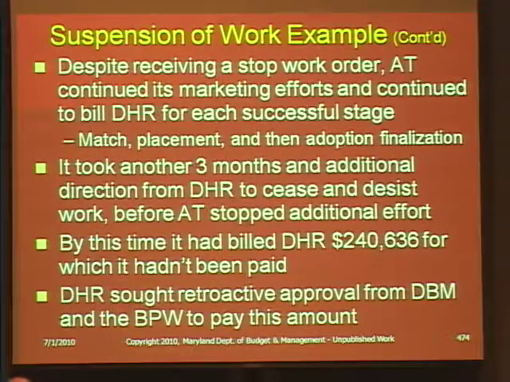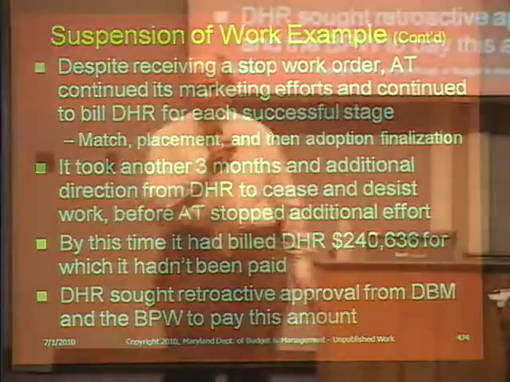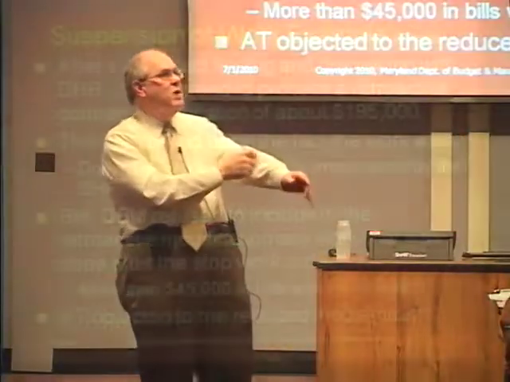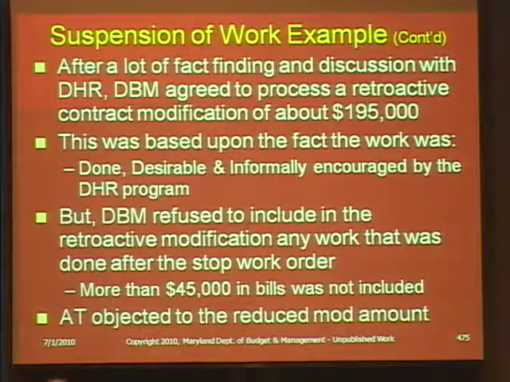DHR came to DBM and said, will you approve these for payment? And that's when we said, well, tell us what's going on here, and started delving into the particulars and found out all this issue. And the first answer was no. So after a lot of fact-finding and discussion with DHR, DBM agreed to process a retroactive contract modification for about $195,000. This was based upon the fact the work was done. There was no dispute the work was done. There was no dispute the work was desirable. And no one was disputing the fact that they had kind of been told to keep up the work by DHR, despite the fact the not-to-exceed amount was exceeded and the contract was over.